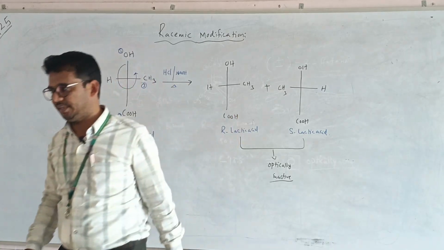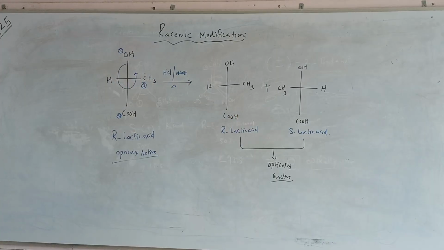Then write down the example. Always remember, for this modification we require the optically active compound. Only when it is an optically active compound is it possible to convert it into the racemic mixture, not for the optically inactive compound, only for the optically active compound. Okay, I hope you understood, no?